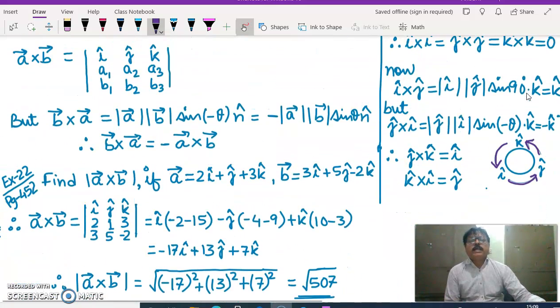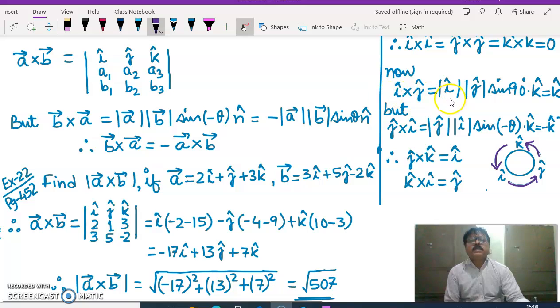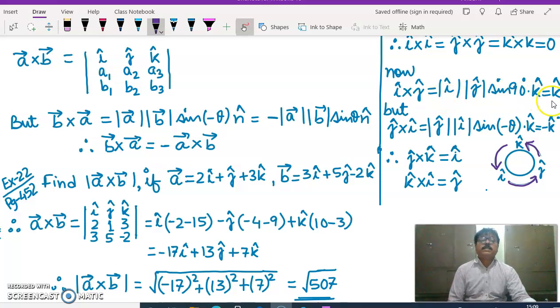So now what about i cross j? Now i cross j is i's magnitude, j cap's magnitude, and sine of the angle between them. i cap is unit vector in the direction of x-axis, j cap is unit vector in the direction of y-axis, and angle between them is 90. So sine 90, and k cap is unit vector in the direction of z-axis, because it is the unit vector perpendicular to both x and y-axis. So answer is k cap.